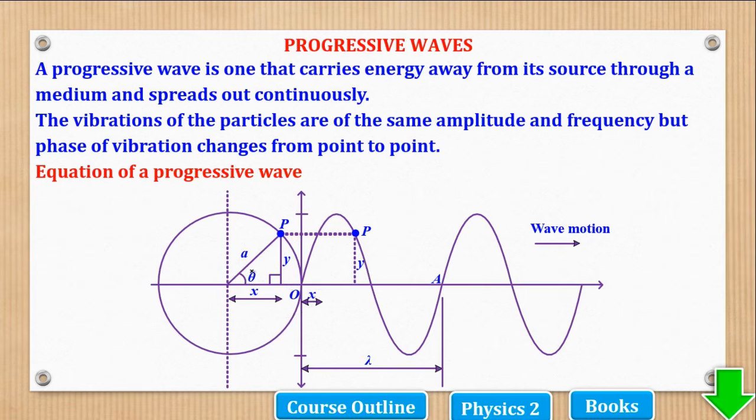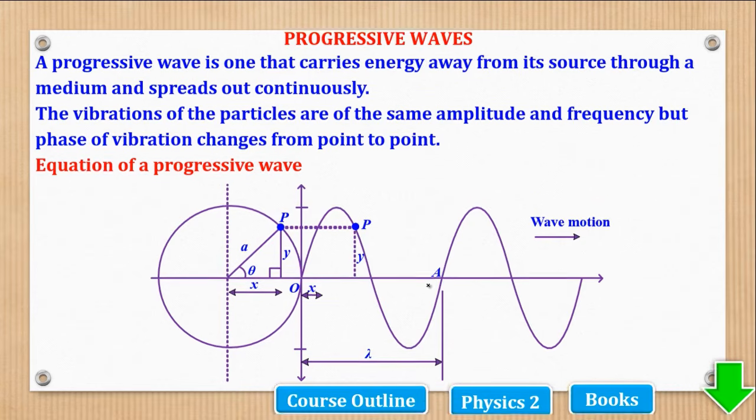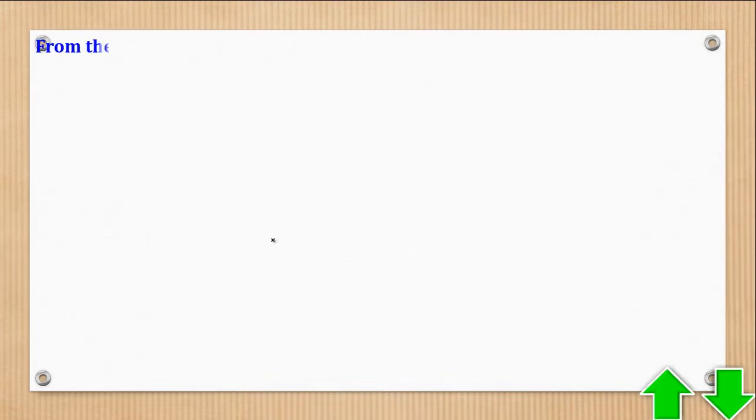That means that I can get, this is a right angle triangle, I can get y in terms of a and theta by saying that sine theta is equal to y, which is opposite, over a, which is hypotenuse. So I'll come here and say that sine theta is y over a, implying that y is a sine theta.